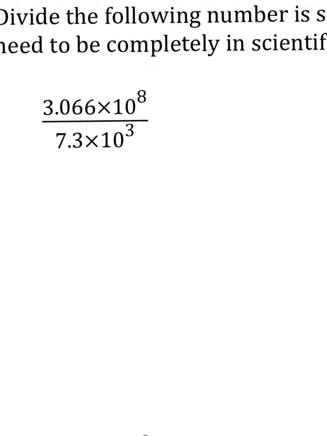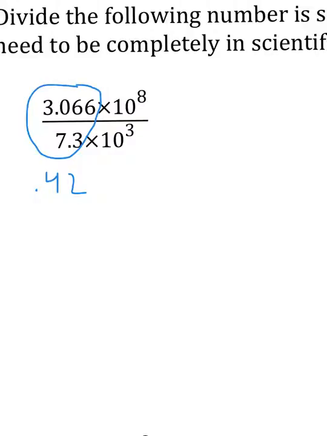3.066 times 10 to the 8th divided by 7.3 times 10 to the 3rd. Well, the first thing we want to do is look at those first numbers, our coefficients, and divide those. So I type into my calculator 3.066 divided by 7.3, and that gives me 0.42.